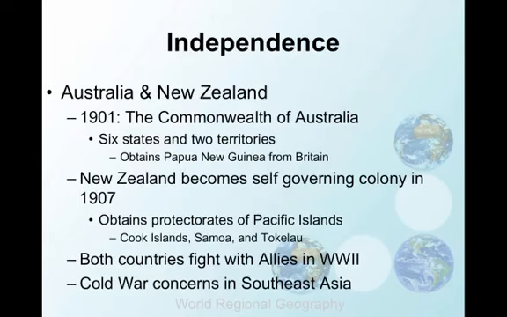In the early 1900s, Australia and New Zealand gained independence from Great Britain. In 1901, the Commonwealth of Australia was founded. It currently includes 6 states and 2 territories. It also obtained Papua New Guinea from Britain. New Zealand became a self-governing colony in 1907. It obtained protectorates of Pacific Islands, including the Cook Islands, Samoa, and Tokelau. Both countries maintained close relationships with Great Britain, and they fought with the Allies in World War II.